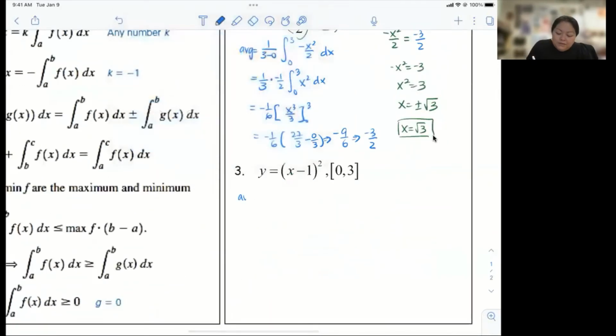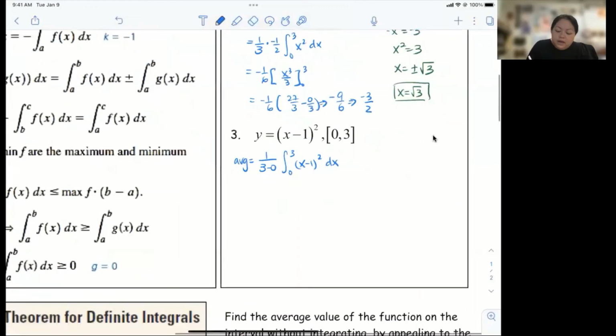I always set up by figuring out the average first. So it's 1 over 3 minus 0. And by the way, the intervals just happen to be the same thing here. Integral 0 to 3, x minus 1 squared dx. All right, a few things. I don't have a product rule, so I need to work this out. I need to expand this out. So this becomes x squared minus 2x plus 1 dx. And then keep your 1/3 outside.